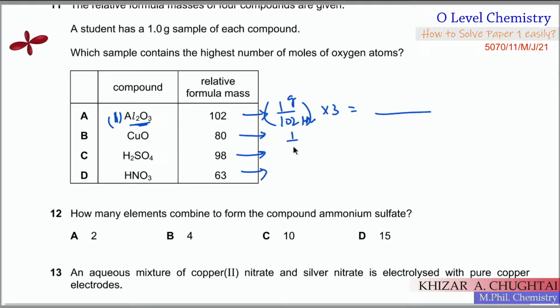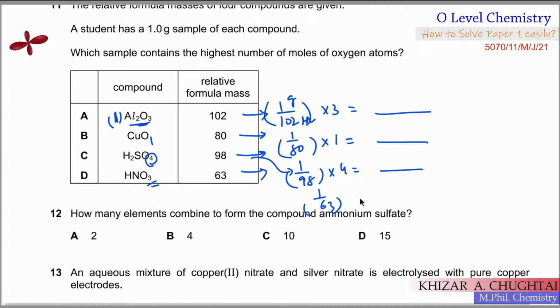Same is the case for 1 over 80, into 1, as there is only 1 oxygen, which gives the number of oxygen atoms with respect to copper oxide. In this case, 1 over 98, the MR, into how many oxygen atoms are there in one molecule? 4, so multiply by 4. In this case, 1 over 63 into 3 is equal to the number of oxygen atoms. I'm doing the calculation from the beginning: 1 divided by 102 and multiply by 3.